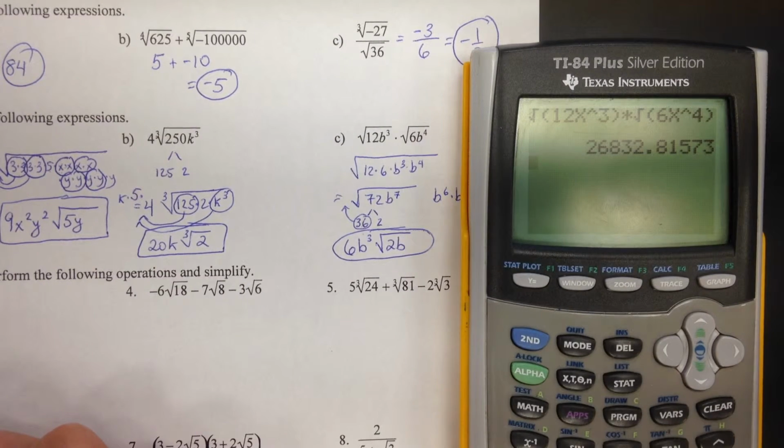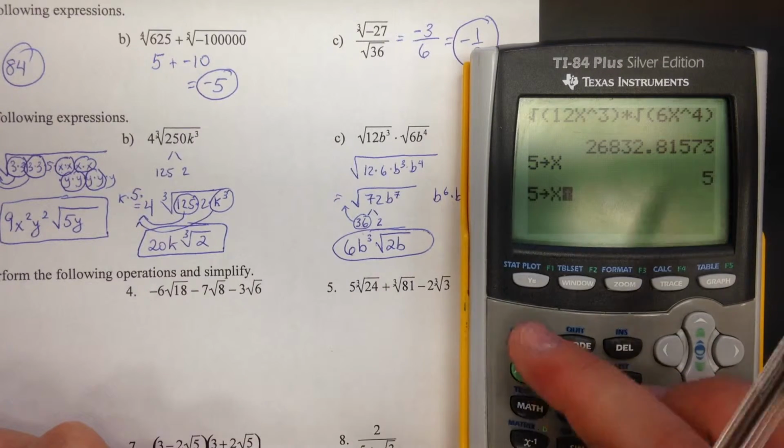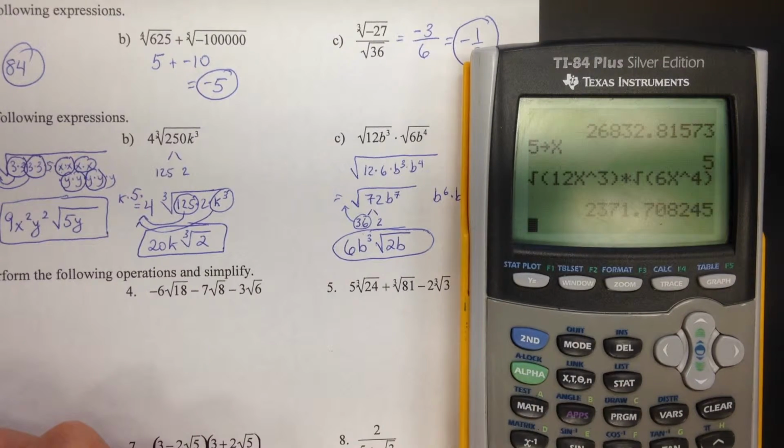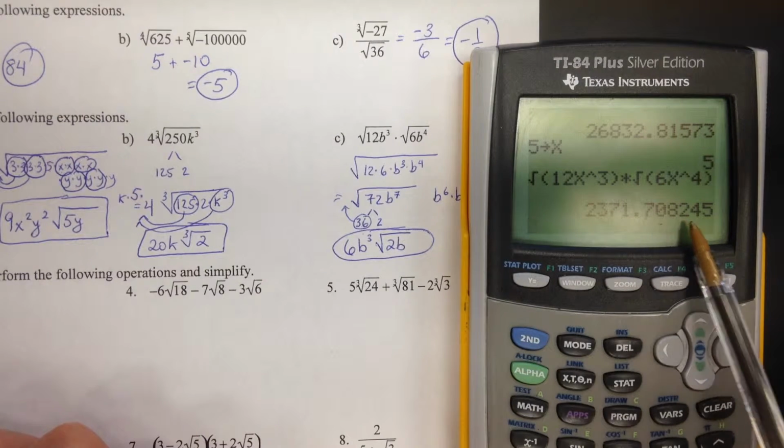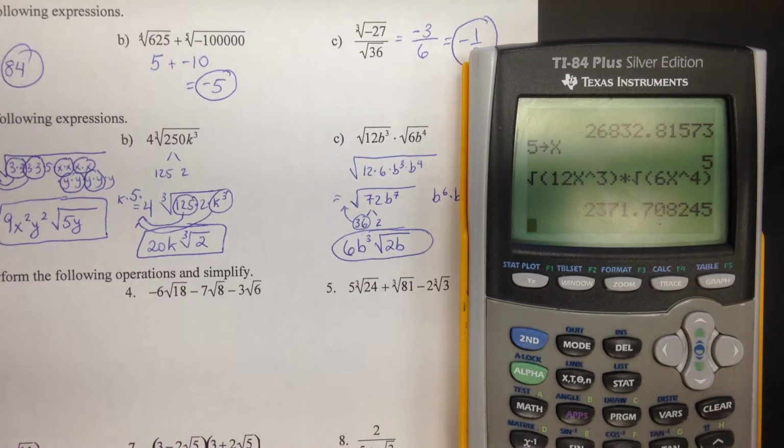Okay, so hold off on that. I'm going to do 5, store for x. Now I'm going to type my expression. So it gives me 2,371.708245. If I take my final answer, it should give me the same value. Because when I simplify, I don't change the value, I just change the way it looks.